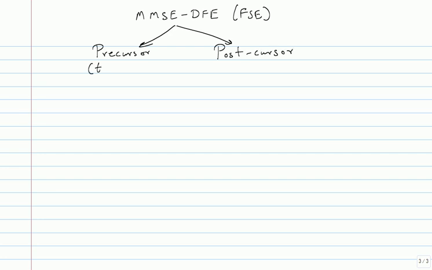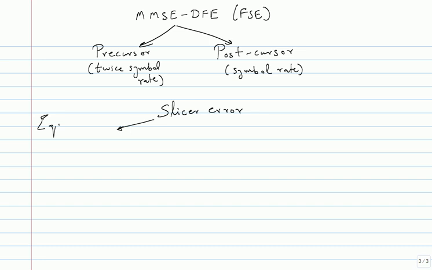This is twice symbol rate. This works at symbol rate. Okay, and you want to do that. All right. And the next crucial role is played by the slicer error. It's going to give you all the loops that you want. The first loop it gives you is the equalizer adapting loop.